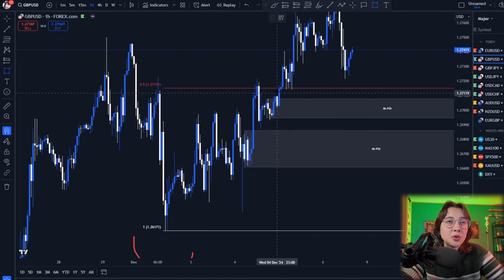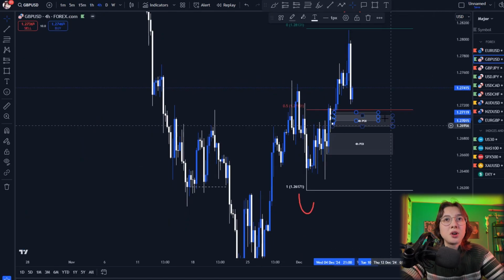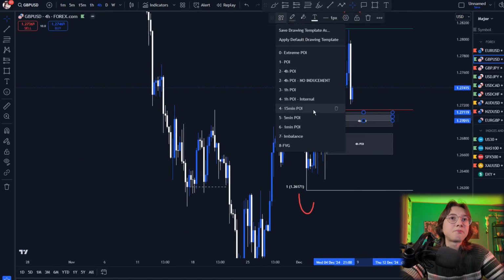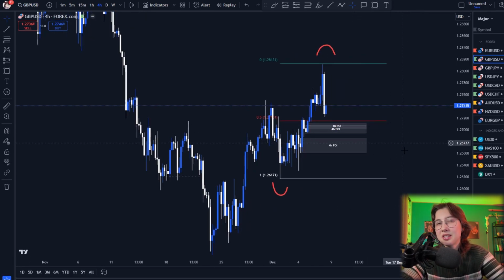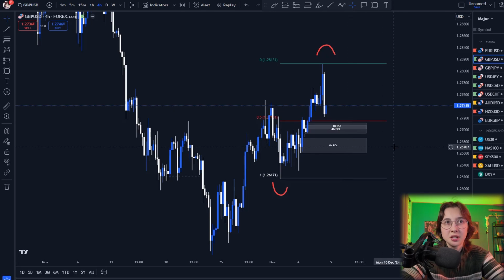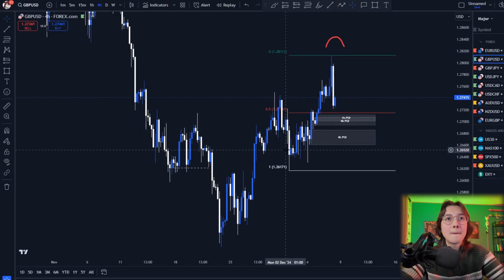Actually, we have a 1 hour POI a little bit higher than the 4-hour one, so you can as well include this one right here. But yeah, we have those POIs that we can look for some buys. I would still be careful because, like I said, it's not correlated to Euro USD, so I'm still gonna be careful. But technically, this is how it looks like.